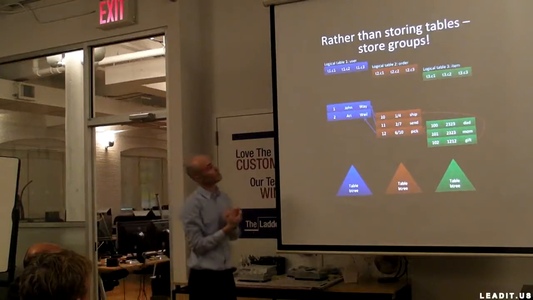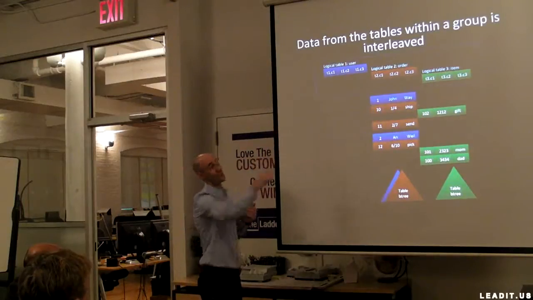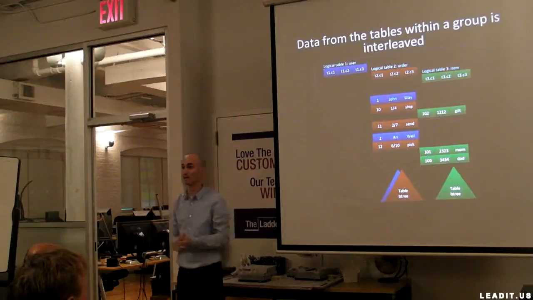So how do we do that? Well, say you have your very basic users and orders and items, right? Kind of very, very classic example.